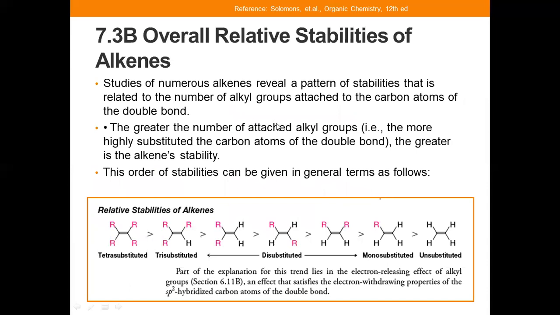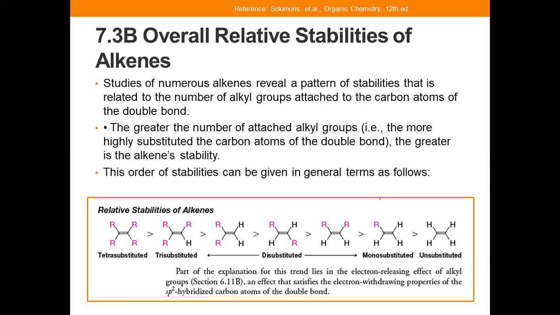In fact, we can have a general trend of the relative stabilities of alkenes. The order of stabilities is that a tetra-substituted alkene is much more stable than the tri-substituted alkene, then the di-substituted alkene. So the di-substituted alkene, the one located on the same carbon, is much more stable than the trans di-substituted alkenes, and then the cis. And then the least stable alkene is the one having only one alkyl group attached to it, and then an unsubstituted alkene.